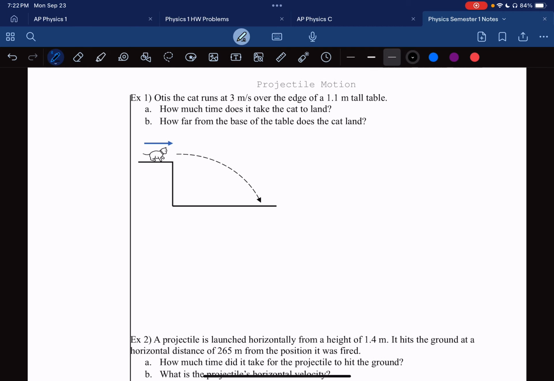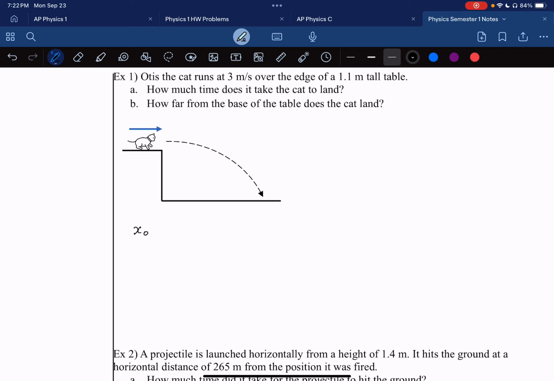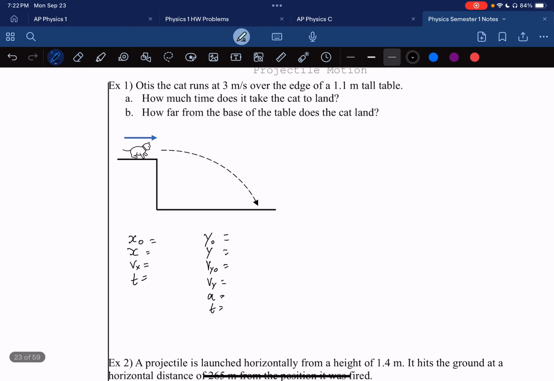With something like this, I just want to jump into a problem. We'll start by writing our list. We're going to need this for this problem. It says Otis the cat runs at 3 meters per second over the edge of a 1.1 meter tall table. So this table from here to here is 1.1 meters. The cat is running with a velocity of 3 meters per second.